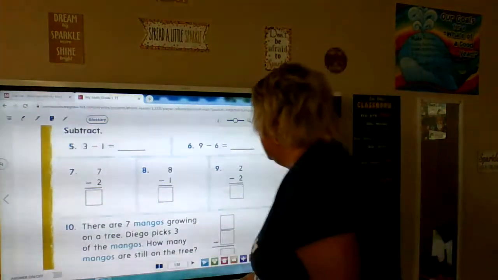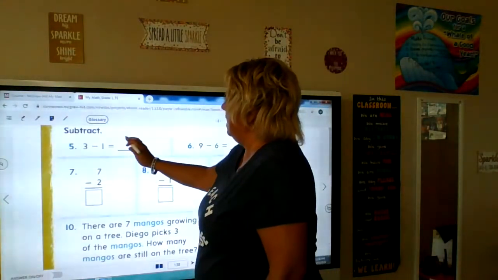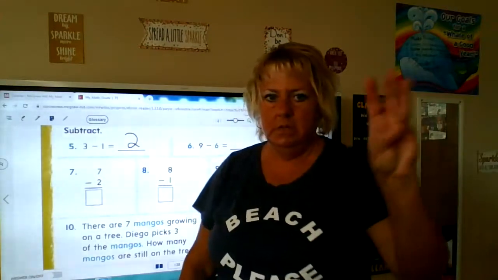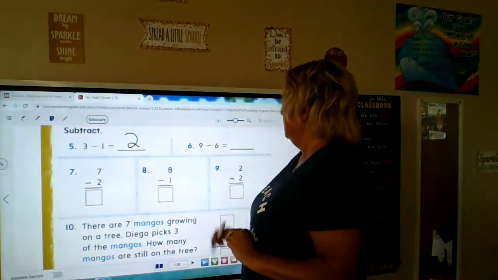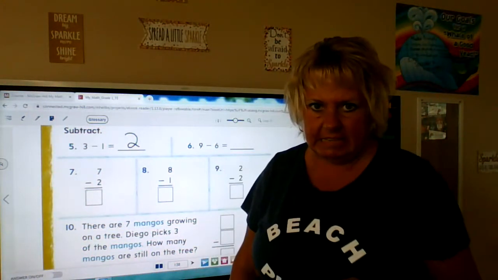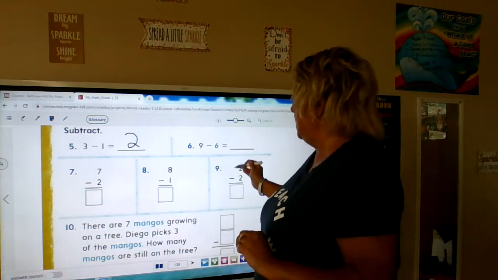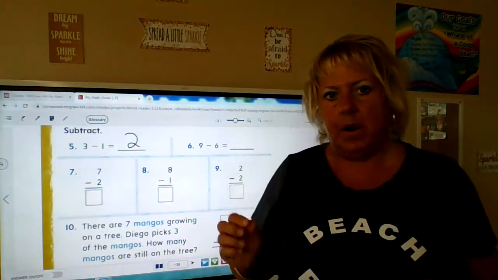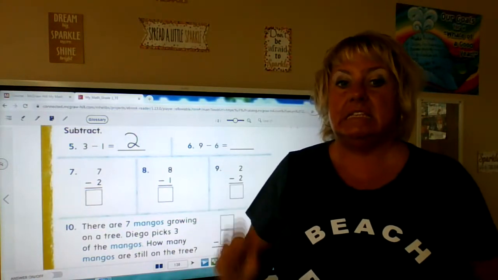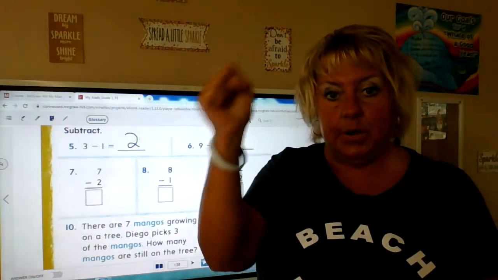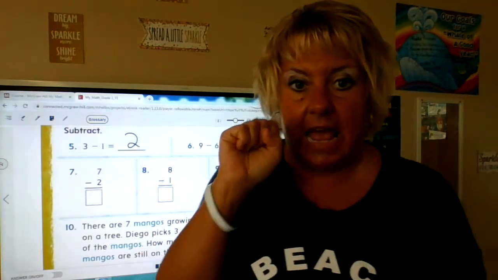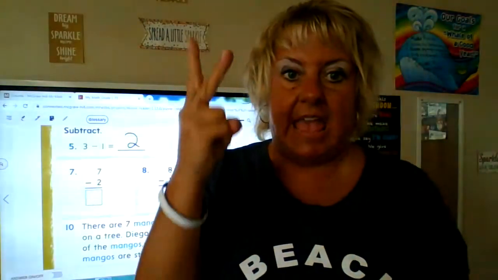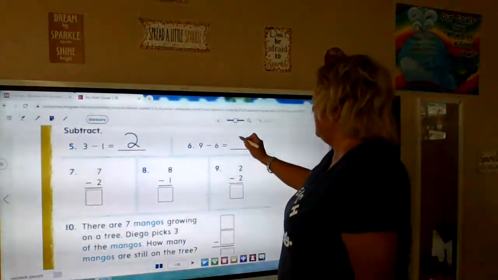Okay, let's check it. 3 minus 1 is 2. 3 is the whole. Take away 1, you get 2. 9 minus 6. We could do counters, we could do circles. 9 take away 6. The parts to 9 would be 6, and we're going to count up. We're going to start with 6 and count up till we get to 9. 6, 7, 8, 9. The parts to 9 are 6 and 3.